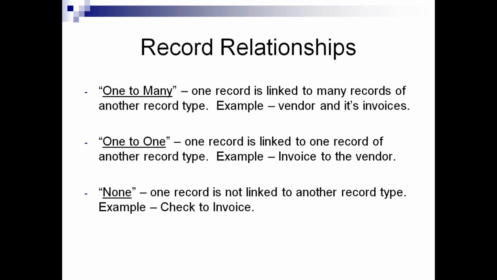Now, the none relationship, this is going to become important when we get into session 2 of report designing. If there is no relationship between the records, we can build a relationship with a function. So, like the example that's given here, check to invoice. If you look at a check record in AP, it does not have an invoice number within that record as a field. So there's no relationship there. But we can tell the system with a formula/function to go out and find that invoice record that goes with that check.